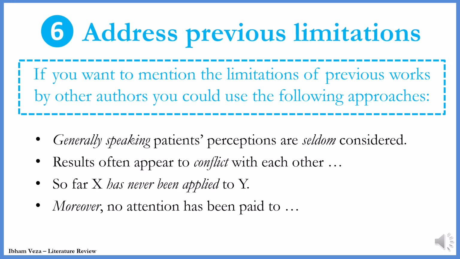6. Show you understand previous limitations. A strong literature review doesn't just summarize, it critically reflects on gaps and limitations in previous studies. You can use useful phrases like, "Generally speaking, certain perspectives are seldom considered." "Results often appear to conflict," to highlight contradictions across studies.